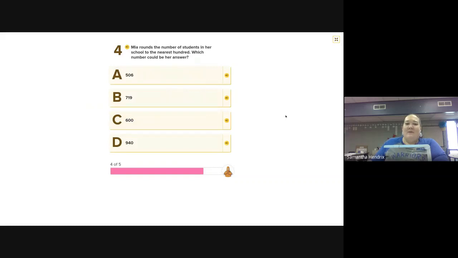Mia rounds the number of students in her school to the nearest 100. Which number could be her answer? So it says she's already rounded. So when we round to the nearest 100, we're going to have a number and then 2 zeros. So there's only one choice, 600.